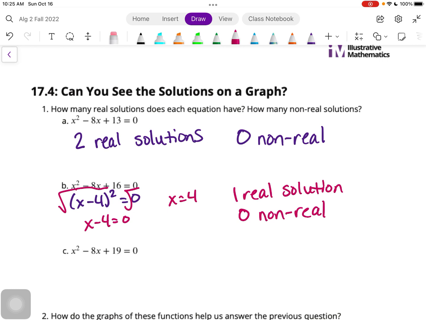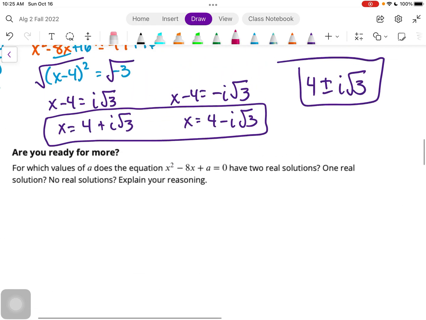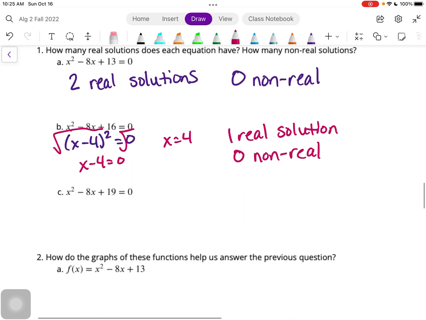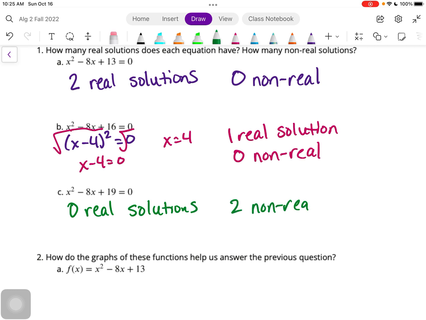All right, and then for the last one, remember we just completed the square for that one, so we can take a look back and see that both of our answers had i in there. So we had 0 real solutions and 2 non-real solutions.